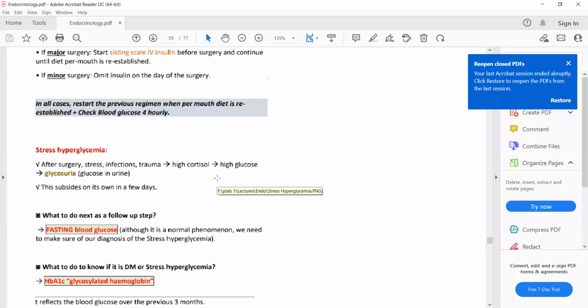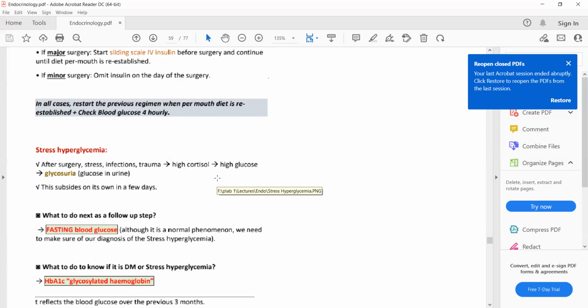Now, if they ask you how to differentiate between stress hyperglycemia and diabetes mellitus, then the test that you can do is HbA1c. And to diagnose stress hyperglycemia, fasting blood glucose. Remember that stress hyperglycemia is short-lived or temporary. It does not persist beyond 3 days. It usually resolves within 3 days after infection or trauma or surgery.